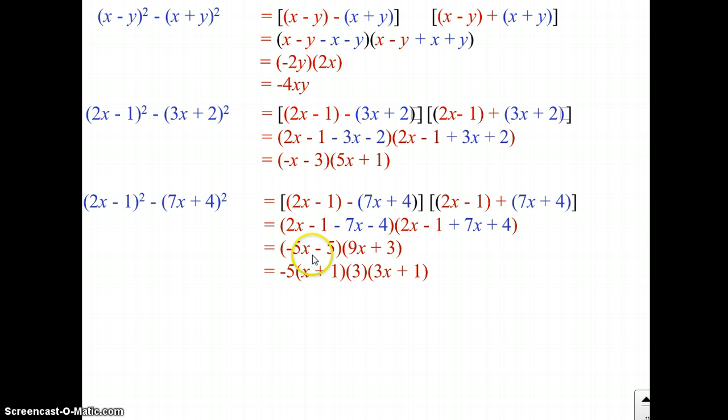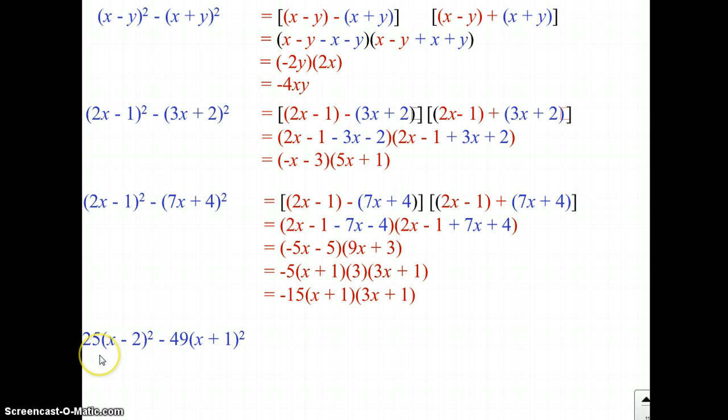So I divide this one by negative 5, I get x plus 1. Divide 9x plus 3 by 3, I get 3x plus 1. We go negative 5 times positive 3 is a negative 15 times x plus 1 times 3x plus 1. That one's completely factored. Let's try another one.